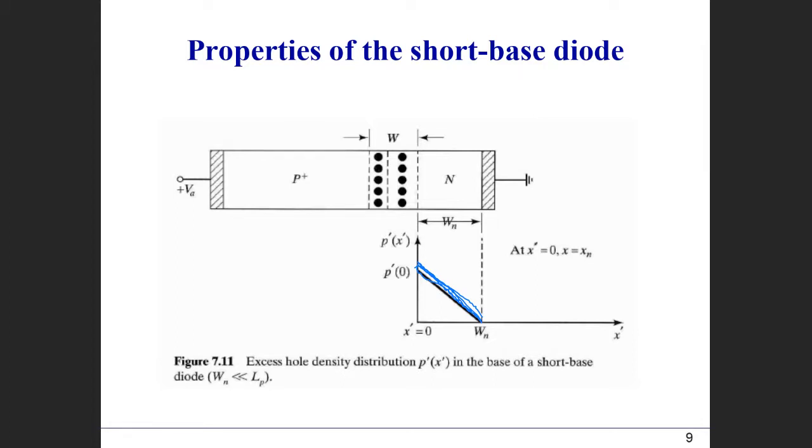Another thing we also discussed is the total current in the PN junction diode. For the PN junction diode, the total current is the hole current plus the electron current. If you remember, when we discussed the ideal PN junction diode, you may remember this kind of curve. This is the current, and this is the depletion edge.